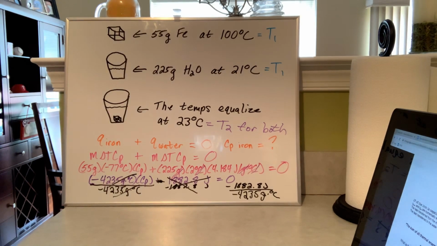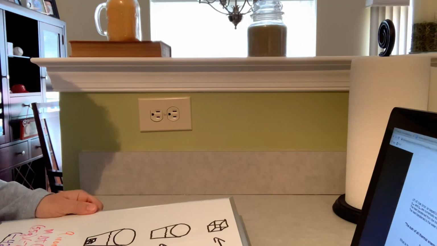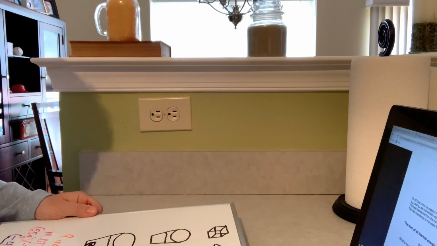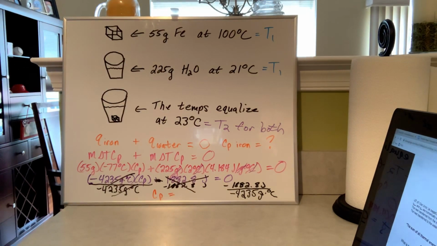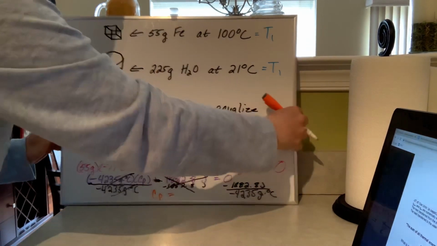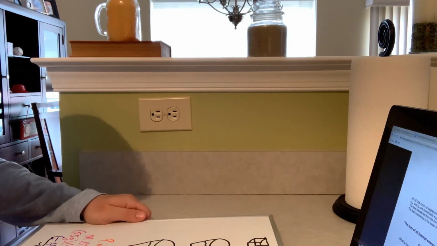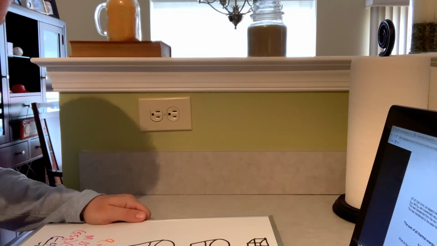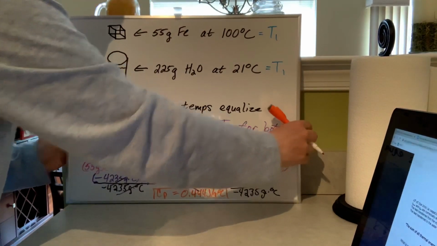All right. And what we're left with on this side is the only thing left is CP. That's good. CP is the only thing left. And what we're left with on the other side is negative divided by negative, which will flip positive. And the answer is 0.444 joules per gram degree Celsius.